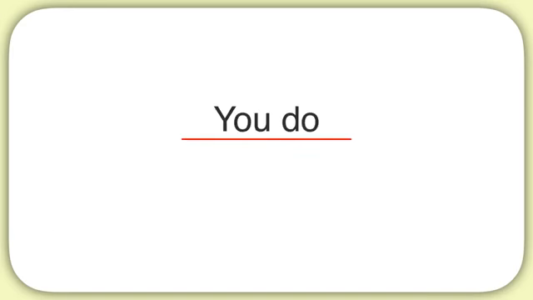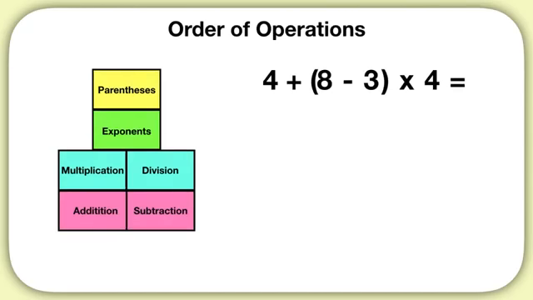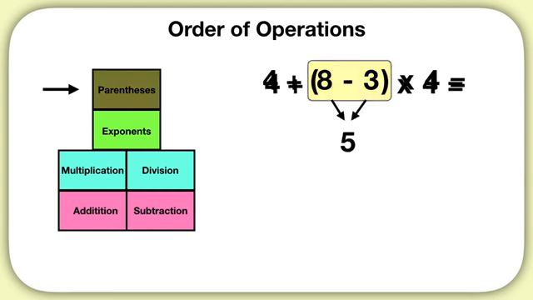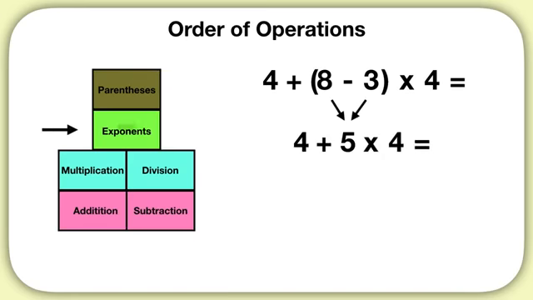Now it's time for you to practice on your own. What is the answer to this equation? Well, first you check for parentheses. You solve that first, giving you 5. With no more parentheses, you can check for exponents. There are no exponents, so you check for multiplication and division. You multiply 5 times 4, which gives you 20.